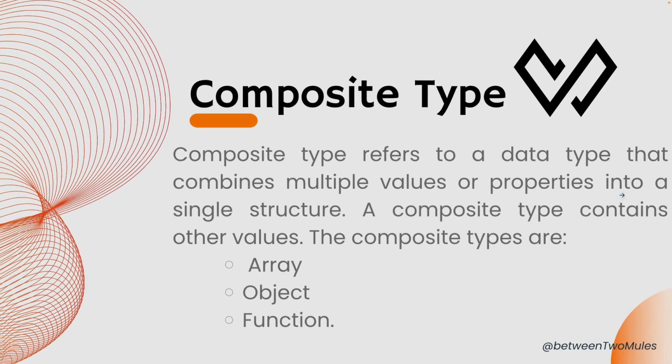In DataWeave, a composite type refers to a data type that combines multiple values or properties into a single structure. A composite type contains other values. The composite types in DataWeave are array, object, and functions. Composite types basically provide flexibility and versatility when working with complex data structures. You can access, manipulate, and transform data within composite types using various DataWeave functions and operators, which we will be discussing in a later video.